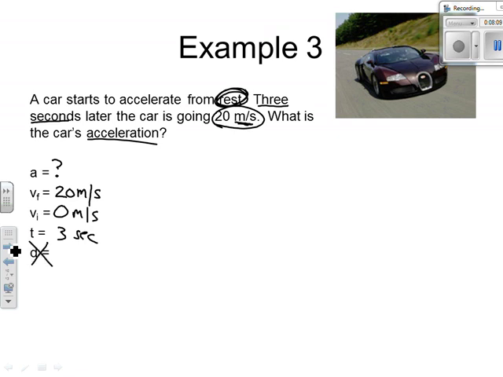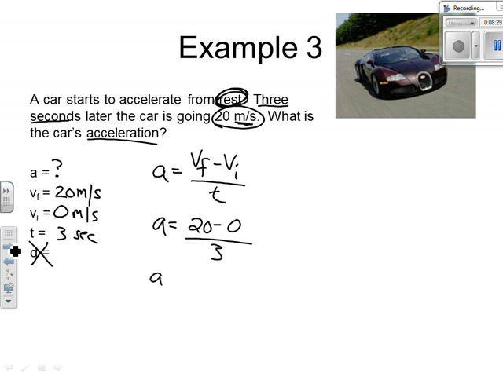All right, equation. What equation do I have that has acceleration, final velocity, initial velocity, and time? I know. It's on the cheat sheet of science. A equals VF minus VI all over T. So now we've done the G, the givens. We've done the U, the unknown. We've picked the E, the equation. Now Mr. Ben is substituting and solving.